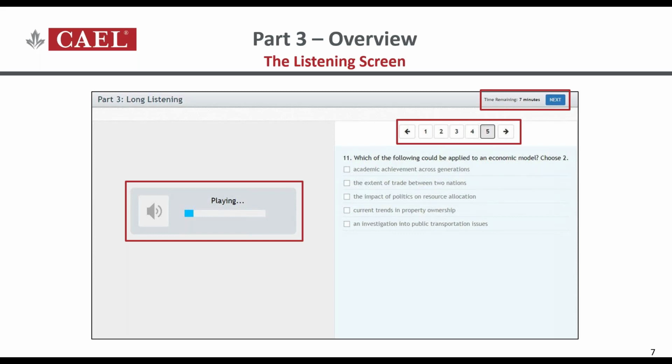Also notice that there is a countdown timer on the top right, which says time remaining 7 minutes. So there are 7 minutes left to answer these questions, and a blue next button. When you are finished, if you want, you can click next to move on to the next section. You don't have to do that though. When the time runs out, the test will move on to the next section automatically. So you don't have to click next, but if you're finished, you can click next and move on early.